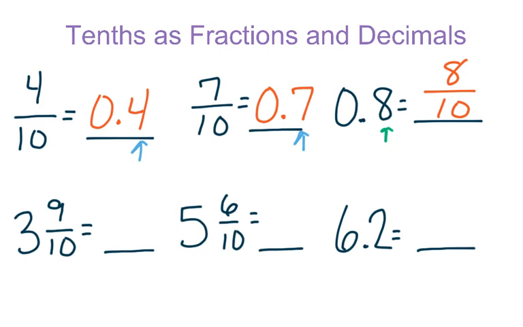Now the ones on the bottom are mixed numbers, and so we need to make sure that the whole number ends up in the ones place, and then we have our decimal. So instead of a 0 in our ones place, make sure that whole number ends up in your ones place. We would rewrite this one as 3 and 9 tenths. Go ahead and try the next one. We would rewrite this as 5 and 6/10. And give that last one a try.